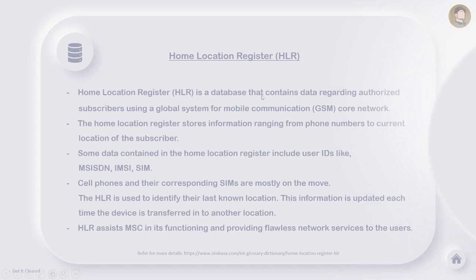So HLR is a database that contains data regarding authorized subscribers using the global system for mobile communication core network. The HLR stores information ranging not only from your phone numbers but also the current location of the subscriber. Now you will ask, why does HLR need the information about the location of the subscriber? The reason for that is mobile IP. If you are interested, you can search about mobile IP on Google. You will see that mobile IP is actually necessary to support mobility.